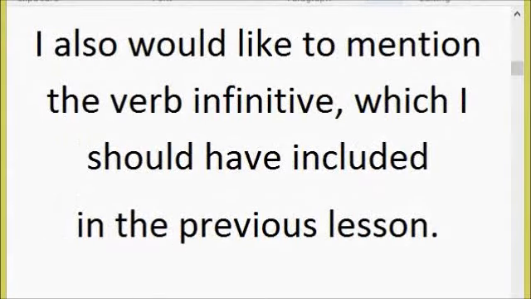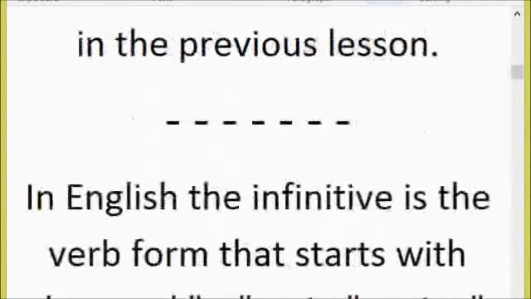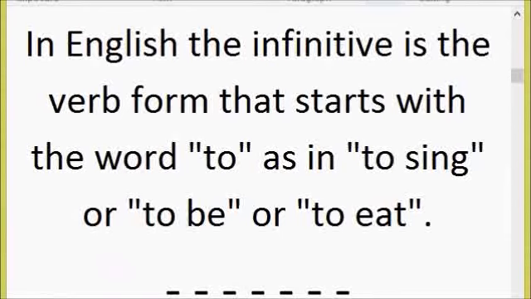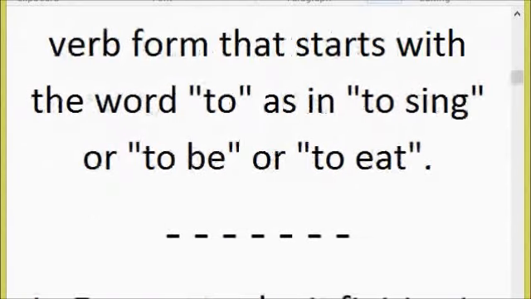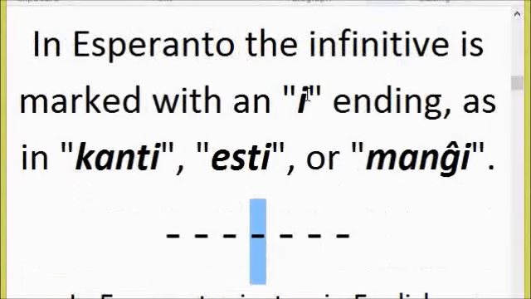I also would like to mention the verb infinitive, which I should have included in the previous lesson. In English, the infinitive is the form that starts with the word to, as in to sing, to be, or to eat. In Esperanto, the infinitive is marked with an I ending, as in kanti, esti, or mangi.